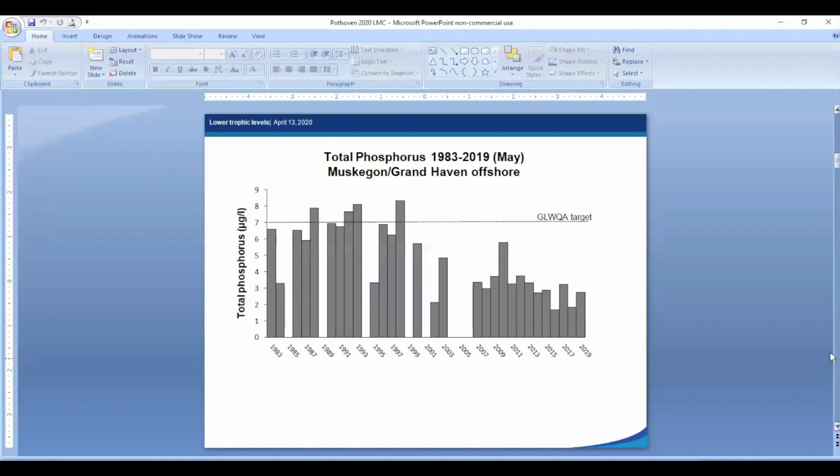So starting out with one of those important indicators, we have the total phosphorus, and this is from the offshore in May, and it's from the Muskegon Grand Haven area. And you can see it's been pretty variable across time, going back to 1983 even in this data set. But you can see for quite a while now, spring total phosphorus in the offshore has been pretty low, and 2019 was no different. It was still pretty low.